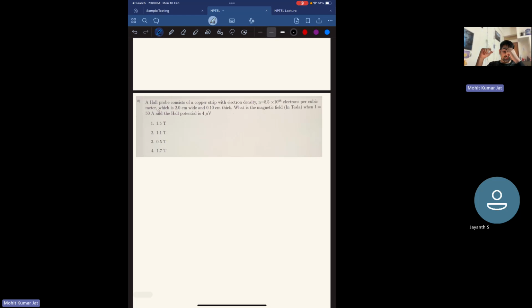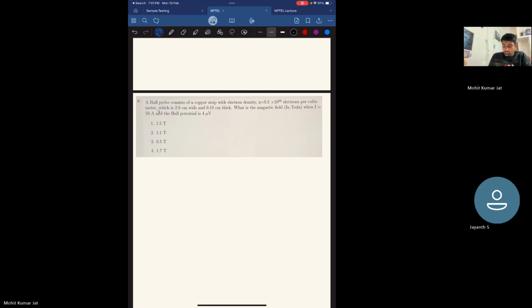Now moving on to the next question. The Hall probe consists of a copper strip where electron density is 8.5 into 10 power 28 electrons per cubic meter, which is 2 centimeter wide, 0.1 centimeter thick. What is the magnetic field when I is 50 ampere and the Hall potential is 4 microvolt? Okay, fine.